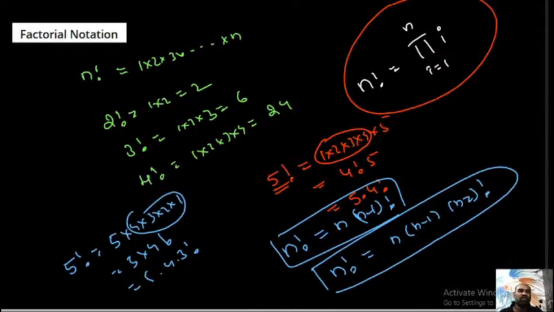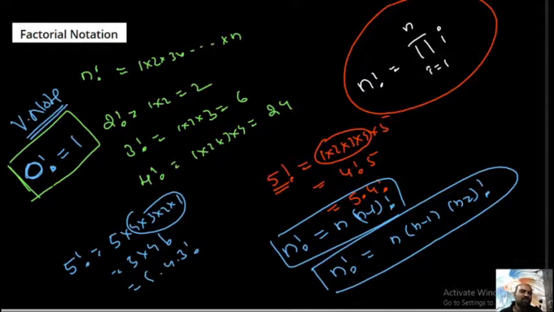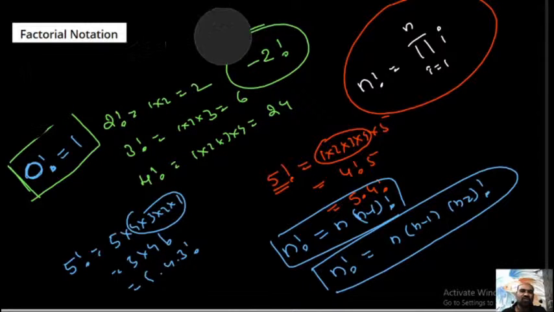Very important note: for mathematical convenience, 0 factorial is treated as 1. We have a proof for this, but generally 0 factorial is treated as 1 for mathematical convenience. 0 is not a natural number, even though 0 factorial is treated as 1. This is a very important thing. In this chapter, minus 2 factorial is meaningless. Okay, this is the concept of factorial.